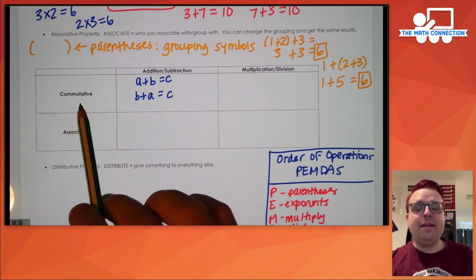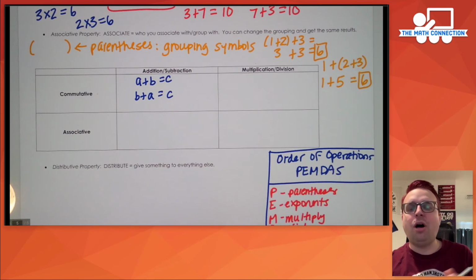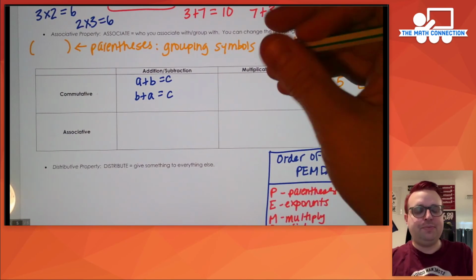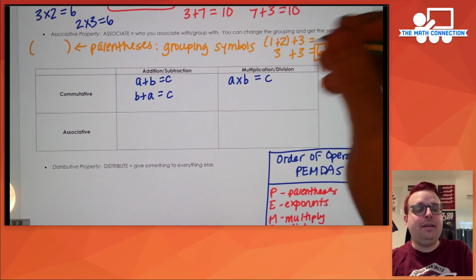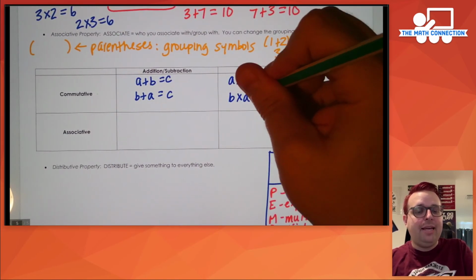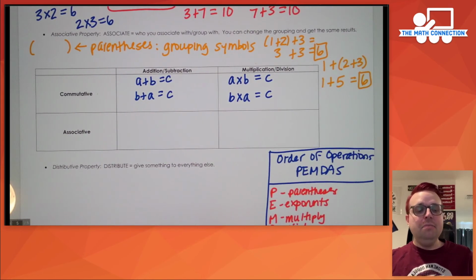Now, if we were to apply the commutative property to multiplication, you can still completely do that. All you're doing is just moving things around. So A times B is going to give you C, but B times A is also going to give you C. It's going to give you the same result, okay?